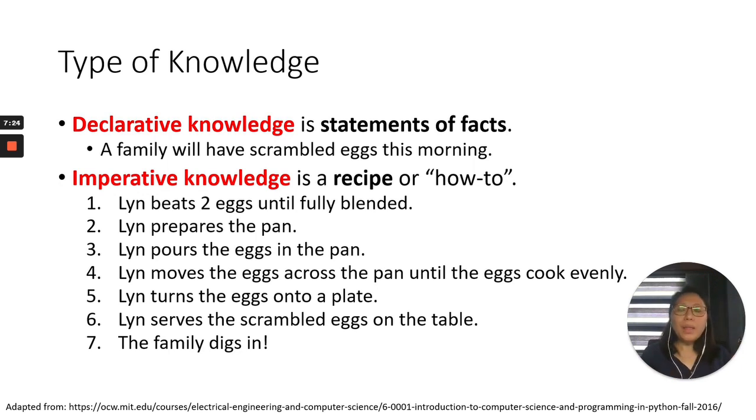So here, in this example, steps 1 of 7, this one is a recipe on how to cook scrambled eggs. So the first step is, let's say, Lynn beats 2 eggs until fully blended. Step 2, Lynn prepares the pan. Then Lynn pours the eggs in the pan. Lynn moves the eggs across the pan until the eggs cook evenly, and then turns the egg onto a plate. Lynn serves the scrambled eggs on the table, and the family digs in.